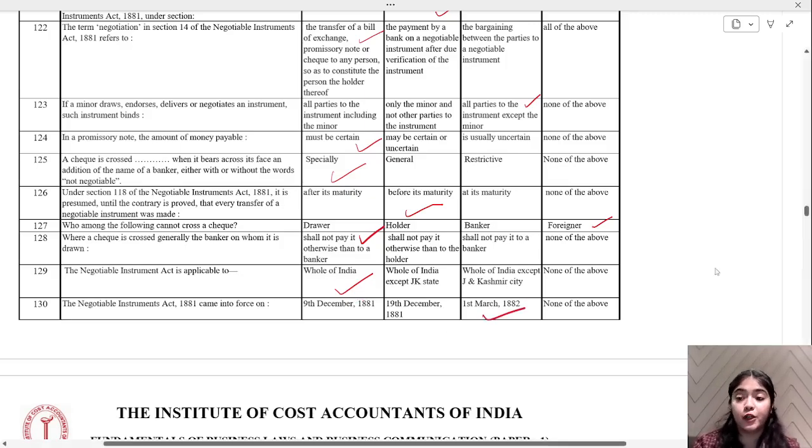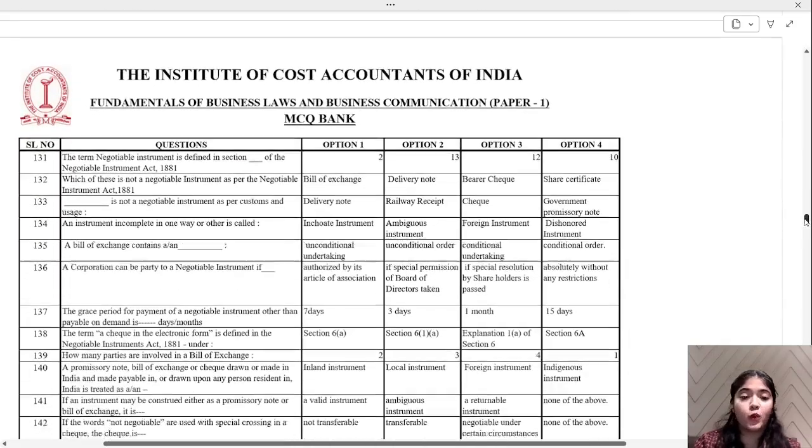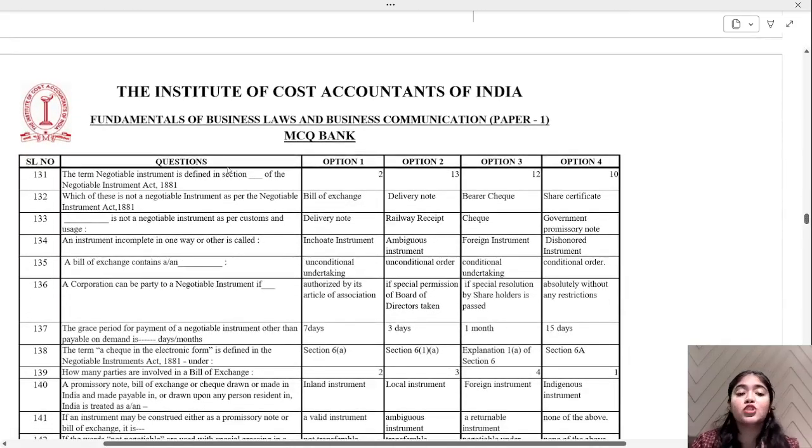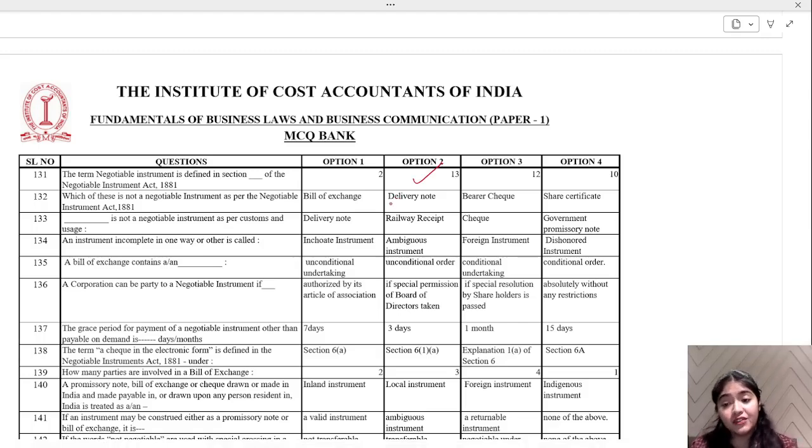1st March 1882. Act has the name 1881 but was enacted or applicable, came into force on 1st March 1882. Okay. The term negotiable instrument is defined in section dash of the Negotiable Instruments Act. Tell me which section? Section number 13. Okay. Which of this is not a negotiable instrument as per the Negotiable Instrument Act? Bill of exchange, delivery note, bearer check, or share certificate. Share certificate is not a negotiable instrument.